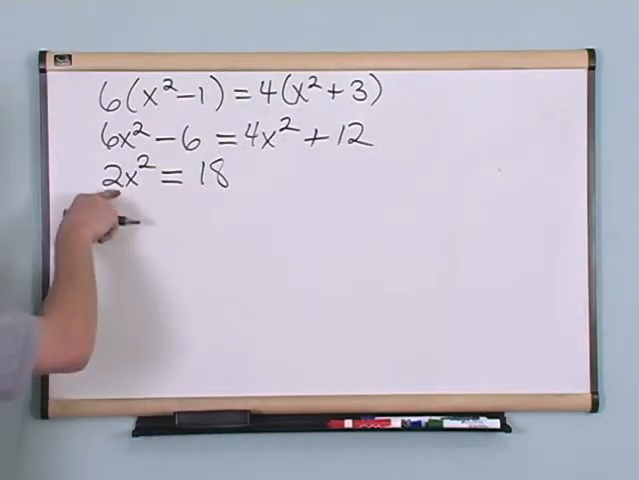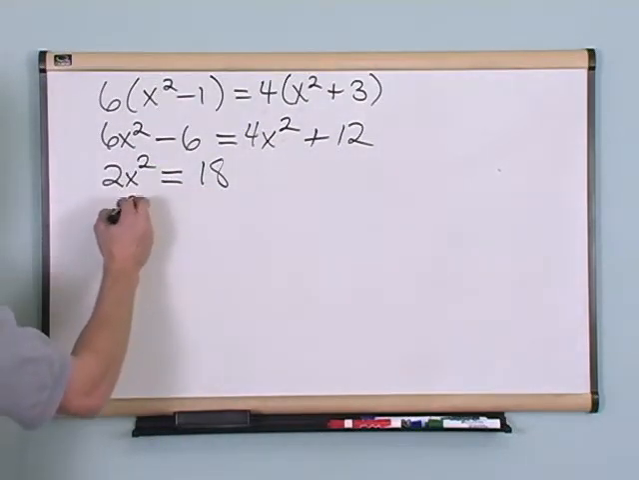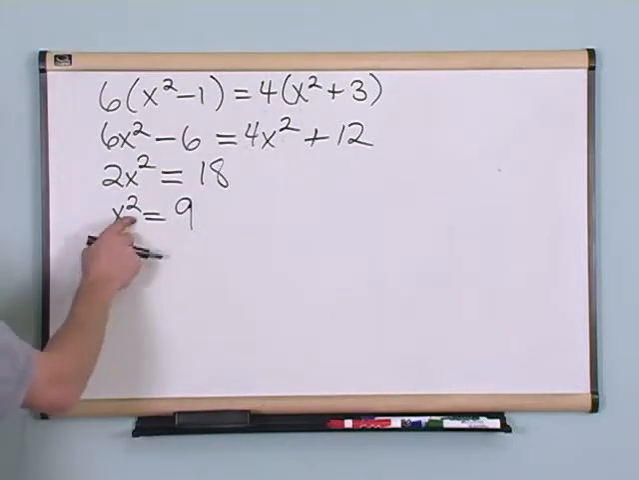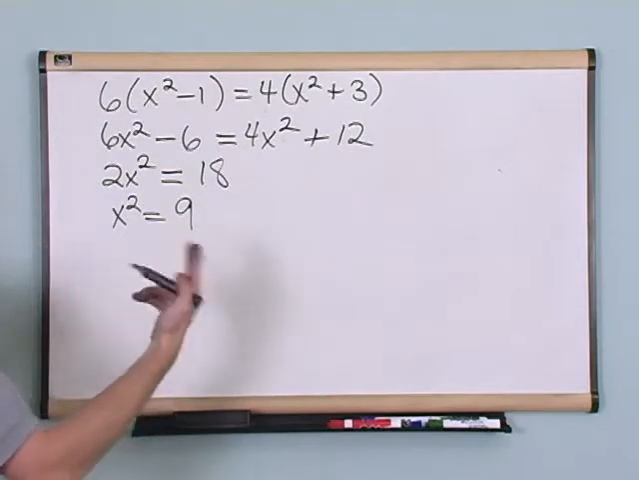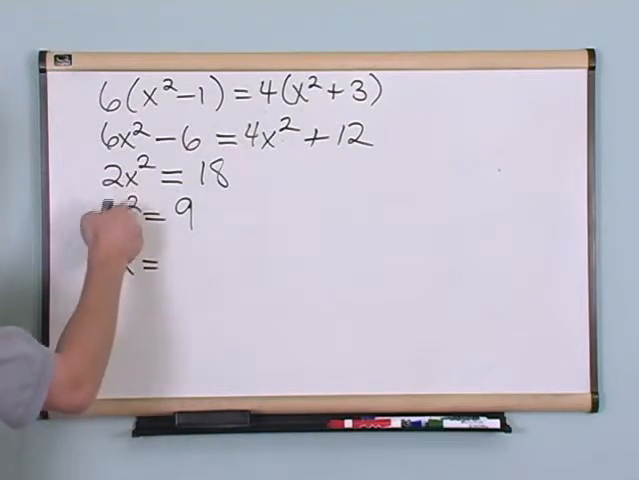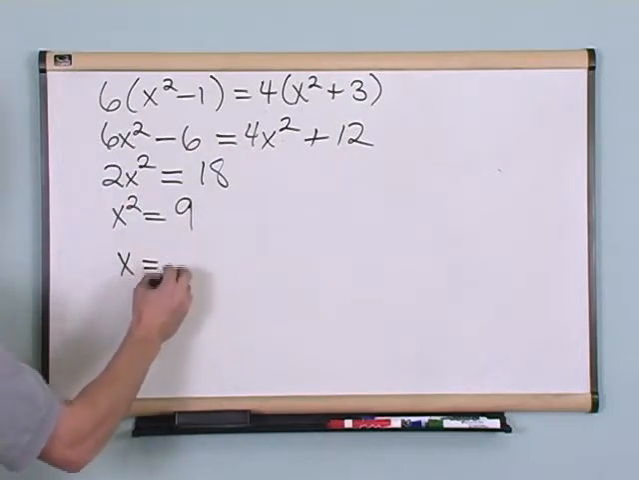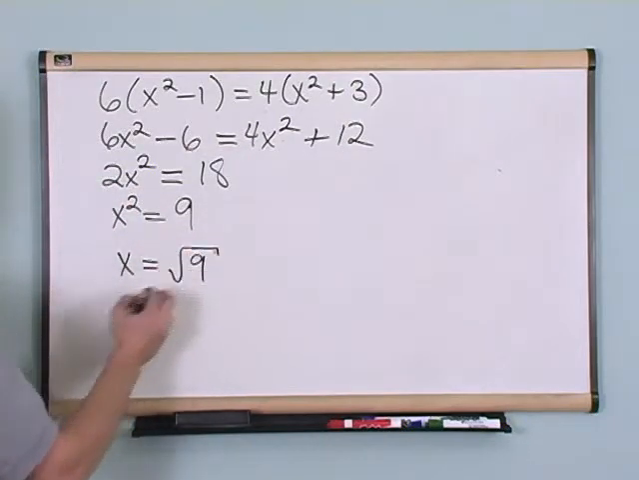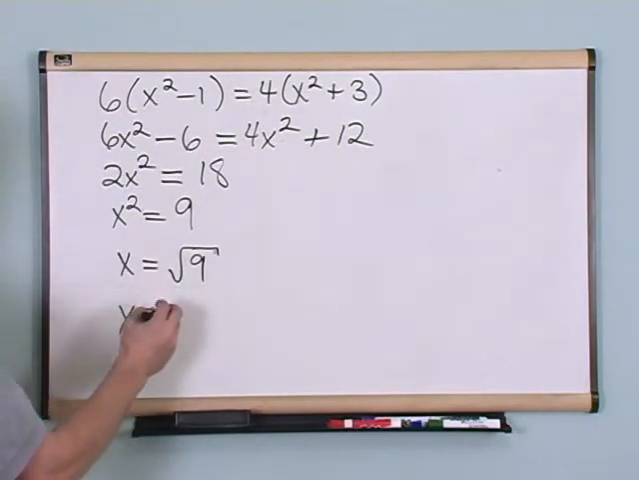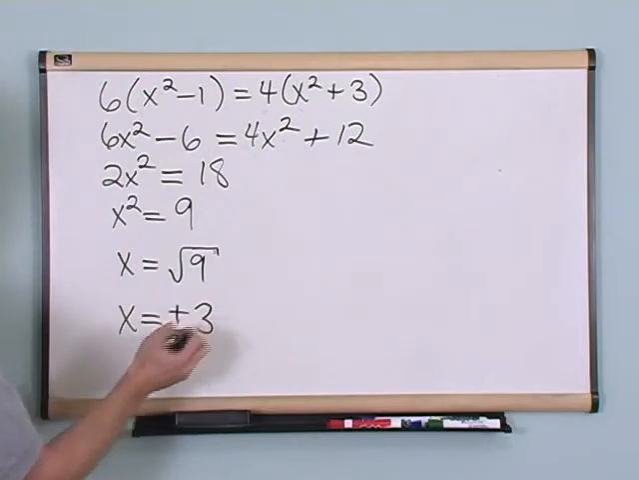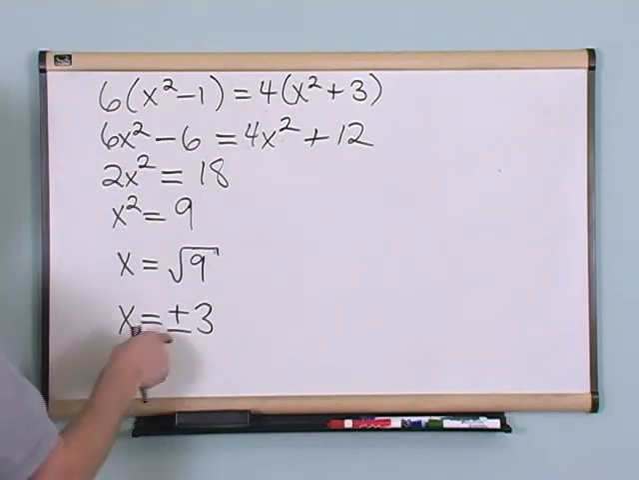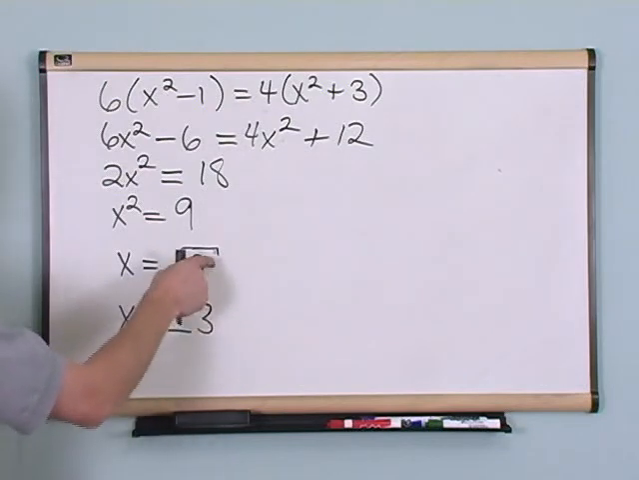I'm going to get rid of this 2 by dividing both sides by 2. X squared equals 9. In order to get rid of this square, what do I do? I do the opposite, which is a square root. So when I do that, I get x, because the square cancels with the square root, equals square root of 9. And remember, anytime you apply a square root to a number, you've got to have two answers, plus minus 3. Because 3 times 3 gives you 9, and negative 3 times negative 3 also gives you 9.